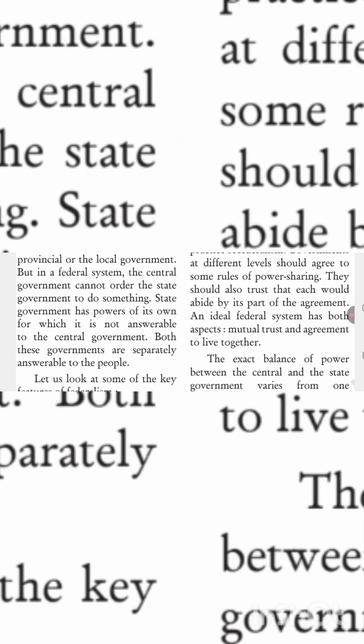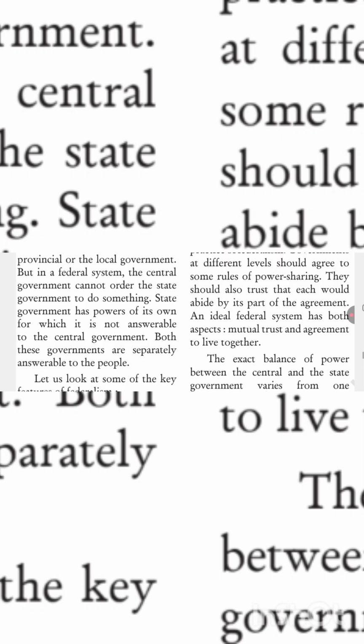So here you can see how the federal government is more powerful than the unitary form of government, because in a unitary form of government there are no units, only one form of government, and that is responsible. And sometimes you can see this unitary form of government can be converted into a dictatorship. But in a federal form of government there is no such chance.